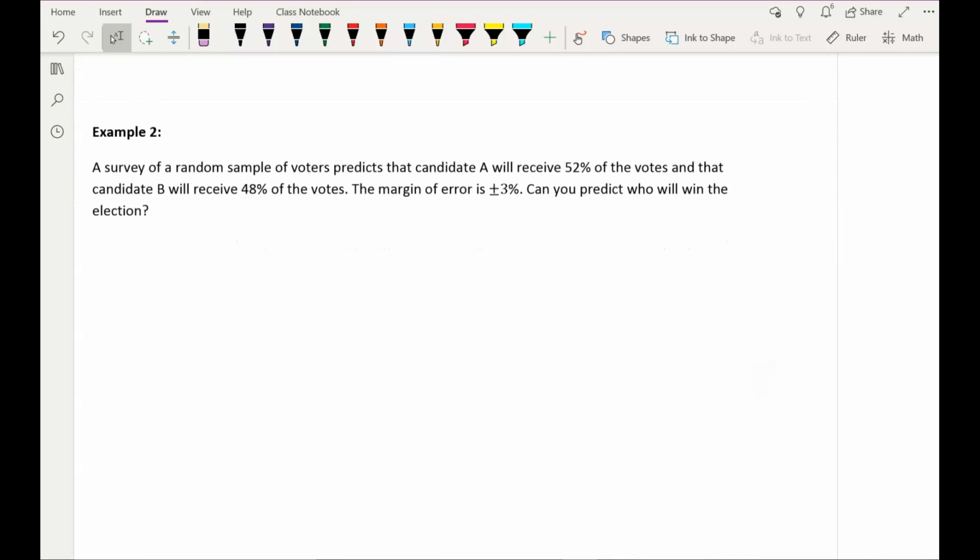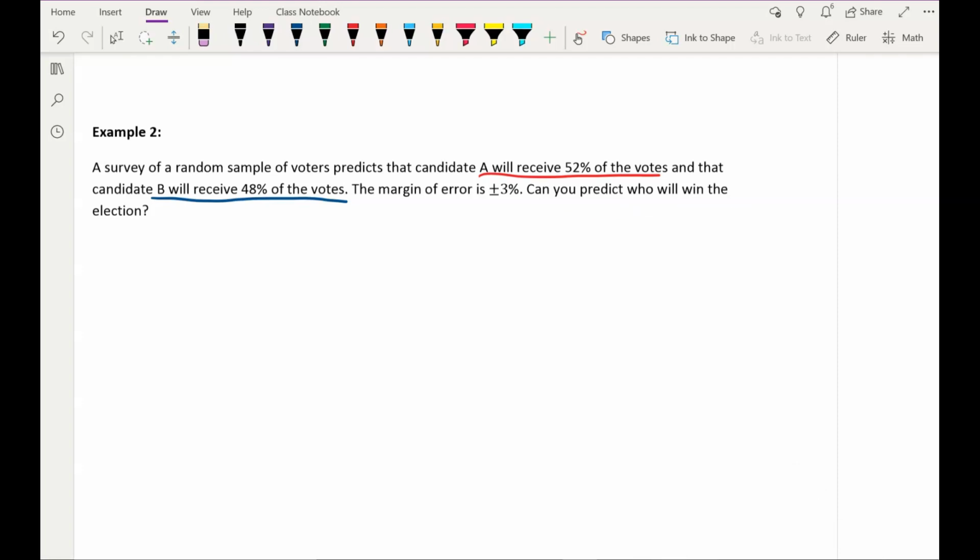So, a survey of a random sample of voters predicts that candidate A will receive 52% of the votes, and candidate B will receive 48% of the votes. Okay, so right now you could probably predict, well, it seems like A is going to win. However, the margin of error is plus or minus 3%. So what we want to do is, well, can we predict who will win the election? And really the answer to that question is almost always no.